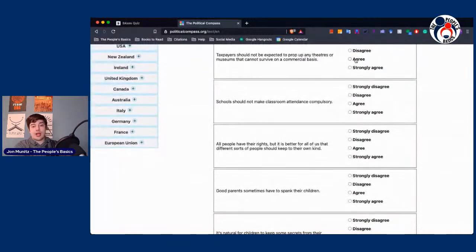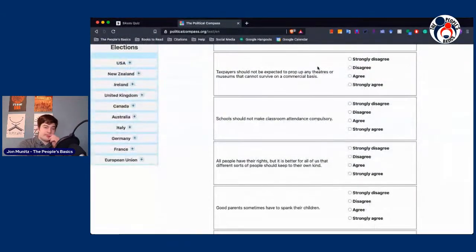Next, taxpayers should not be expected to prop up any theaters or museums that cannot survive on a commercial basis. So I kind of agree, but I kind of disagree. Like, if you as taxpayers want a museum, go for it. That is what you want. You should not be denied. But if you're asking me if I want to fund museums in my area, not particularly.